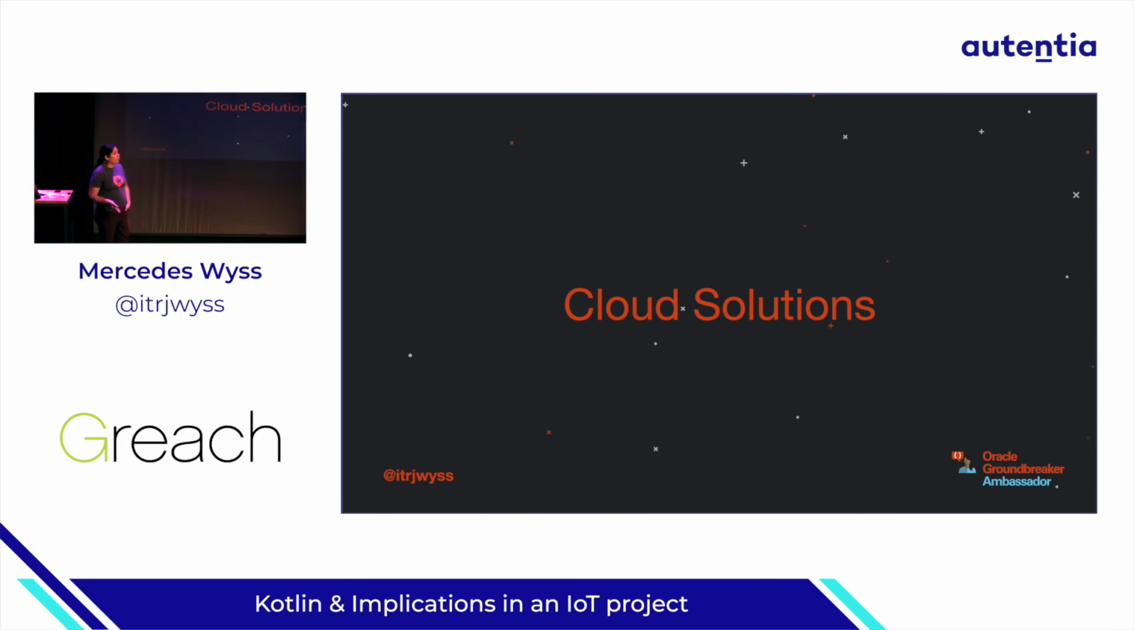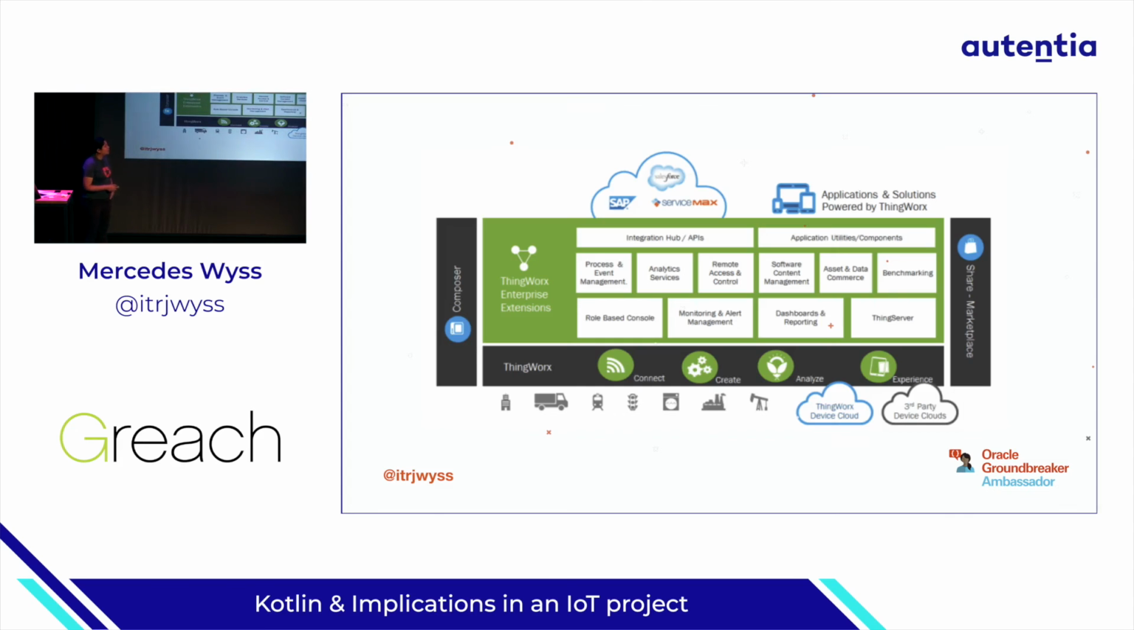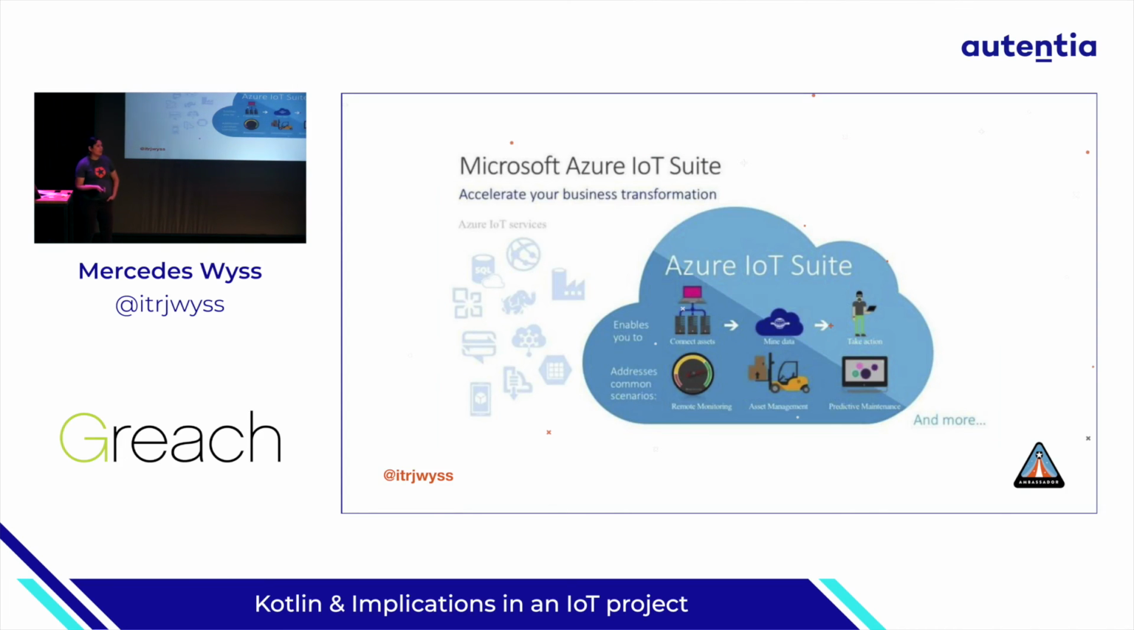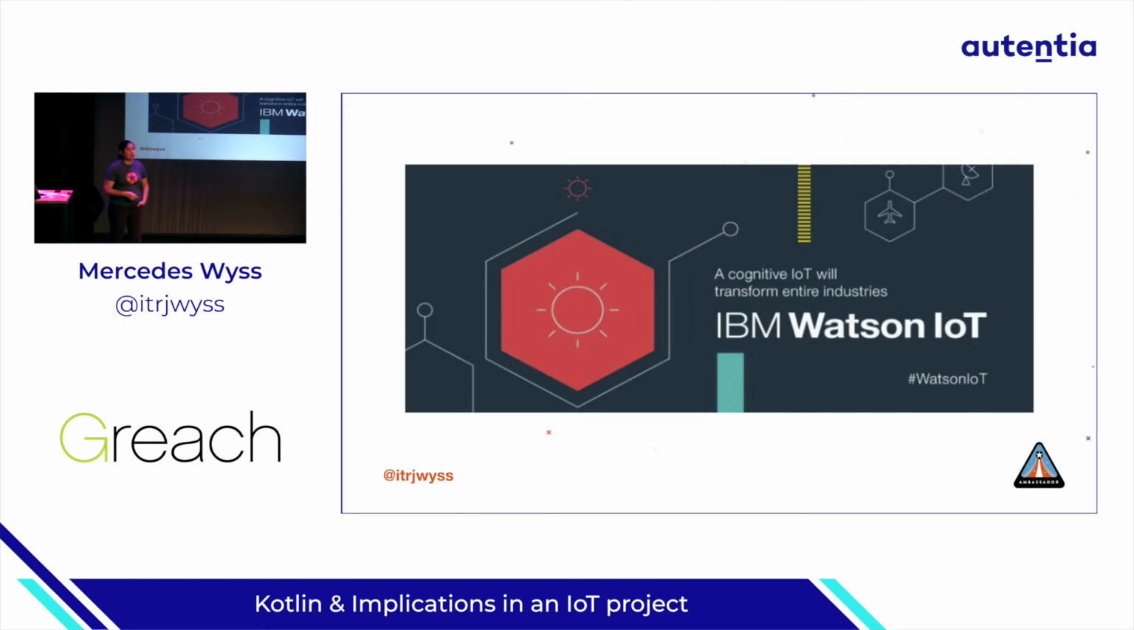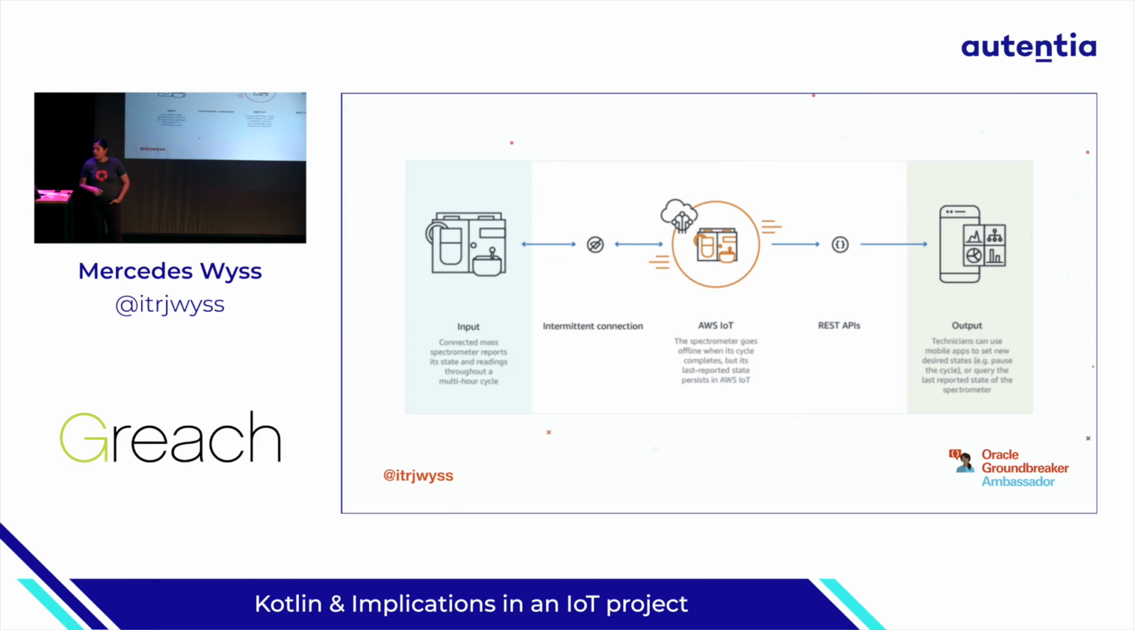Maybe I can explore and find a cloud solution for my IoT solutions. We have other parts for when we need to do business intelligence or artificial intelligence processes to study all the information that I am collecting from my sensors. So we have these cloud solutions. This one is called ThingWorx IoT platform. This is the Microsoft Azure suite, of course. This is the Google one. We have IBM Watson IoT for IoT solutions.